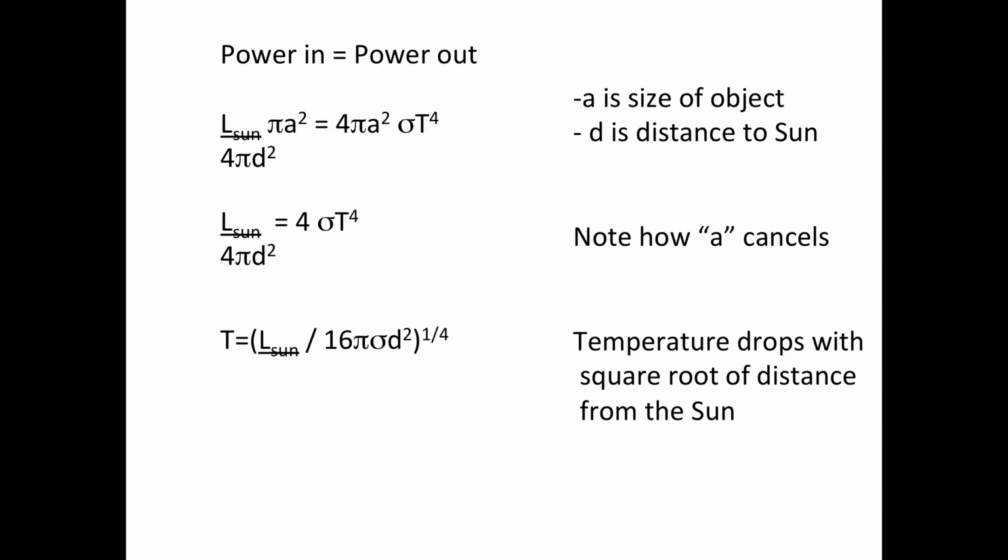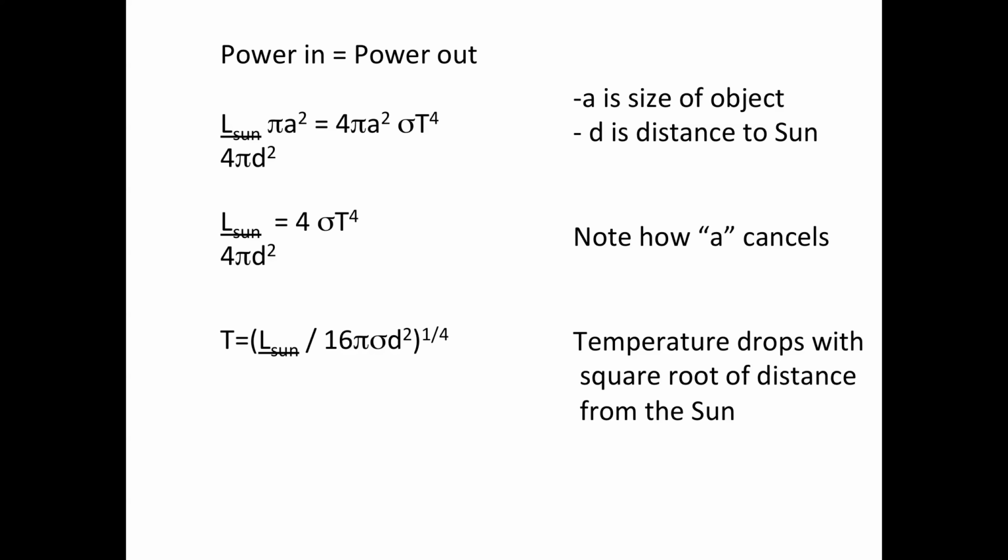So for an object of some arbitrary size a, the flux that's hitting it from the sun is just the luminosity of the sun divided by 4 pi times the square of the distance, times the cross-sectional area of the object, which is pi times a squared. The amount of energy it emits is just 4 pi a squared times sigma T to the fourth. So you'll notice when you look at these two that there's a pi a squared on both sides. It doesn't matter how big the object is, it'll come to the same equilibrium temperature. So you have L over 4 pi d squared equals 4 sigma T to the fourth.